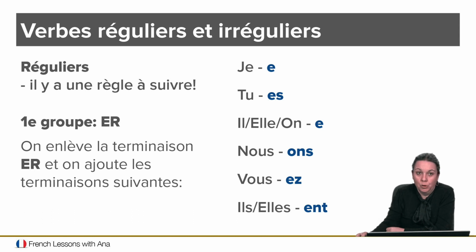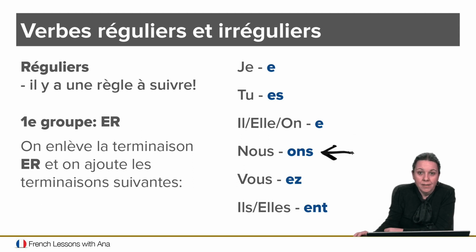And that rule means you look at the ending right here, ER, on enlève la terminaison. It means we get rid of this ending, and we're going to add a set of endings that match this particular ER group, okay? So what are those endings? For je, which means I, we add an E. So you got rid of the R, you're going to add an E. For tu, you add ES. For il, elle, and on, remember he, she, and this guy over here means we, but we conjugate it as a singular, okay? So we add an E.